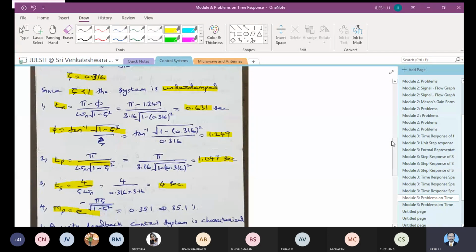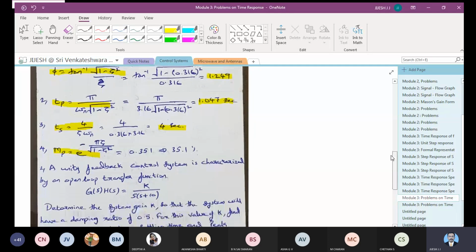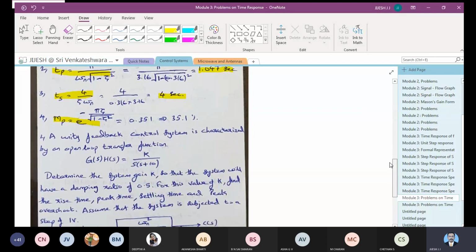So all of you have completed? Yes, sir. Others also? Everyone has completed, okay. Fine. So we have got the answers: TR as 0.631, TP as 1.047 seconds, TS is 4 seconds, and MP is 0.351 or 35.1 percentage. So we will see one more problem. Now you can try doing it because one problem is already done by you.